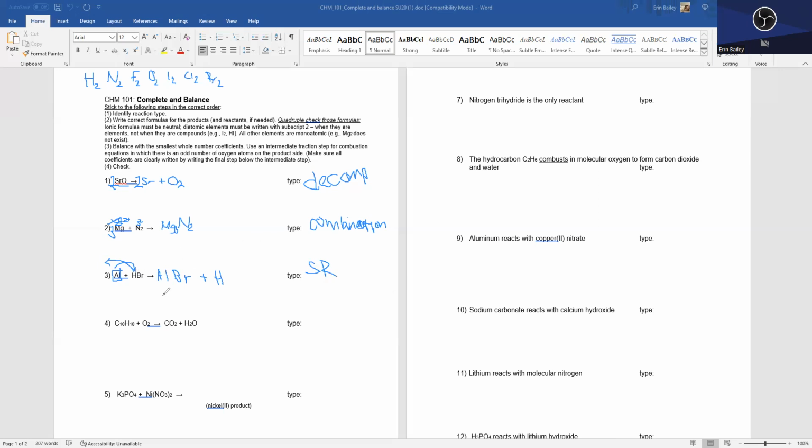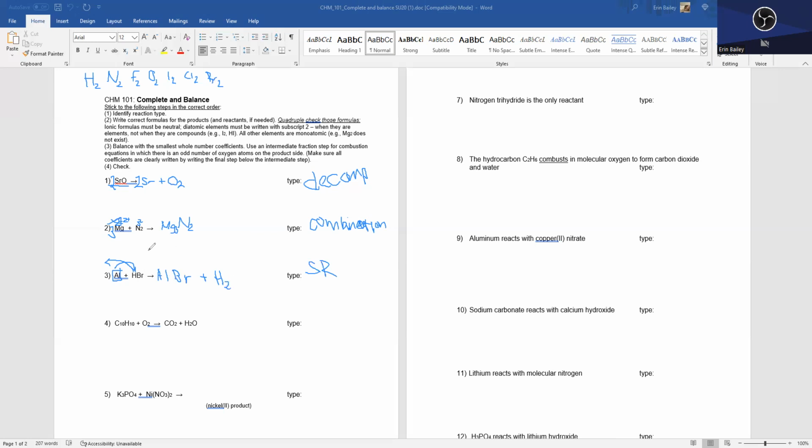Now we're going to come back here to the formula. H is one of these diatomic elements. It's always going to be H2. Whenever it's by itself, whenever it's not connected to a compound, it's going to be H2. Written in law, like Mrs. Bosch says, it's sacred. You can't change it.